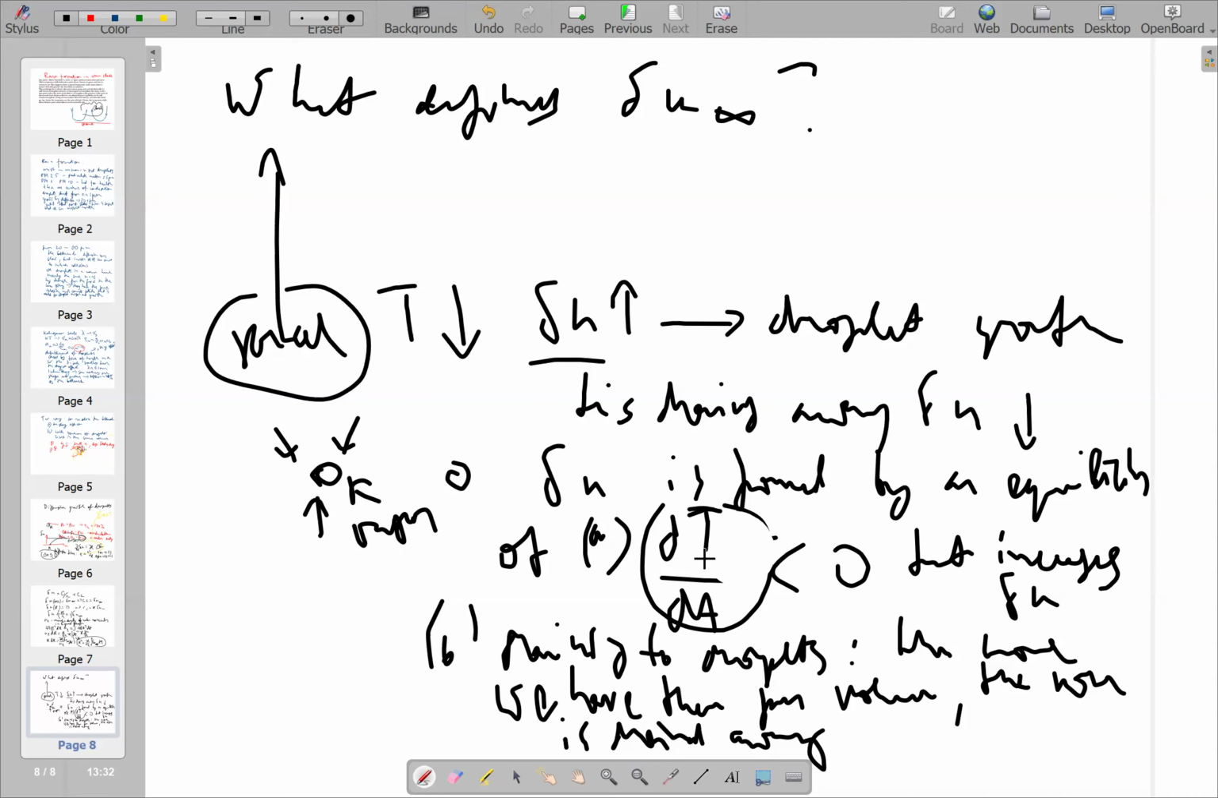And the other process depends on how many droplets we have per volume, what is the distance between the droplets. The smaller the distance, the more efficiently the vapors drain away, and the smaller will be the dn infinity.